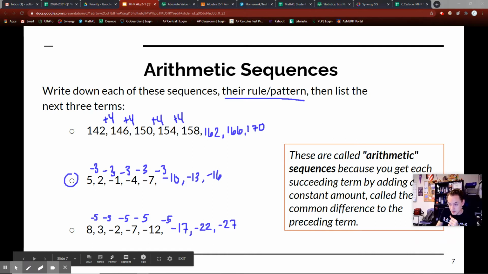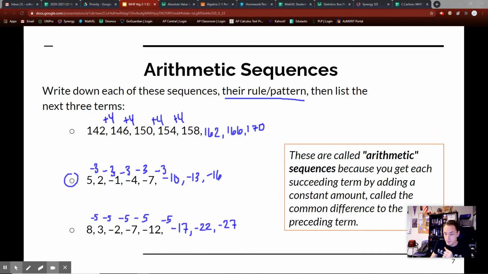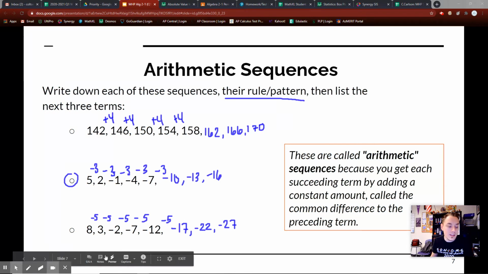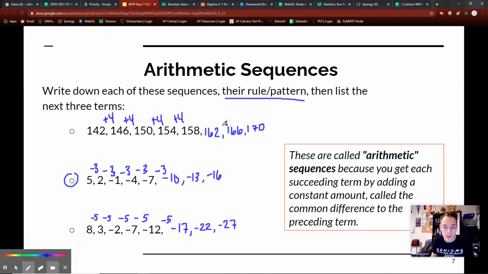All right, I'm actually going to leave it. So here is what an arithmetic sequence is. They're called arithmetic sequences because you get each succeeding term by adding or subtracting a constant amount, called the common difference. So what is the common difference in this first problem?